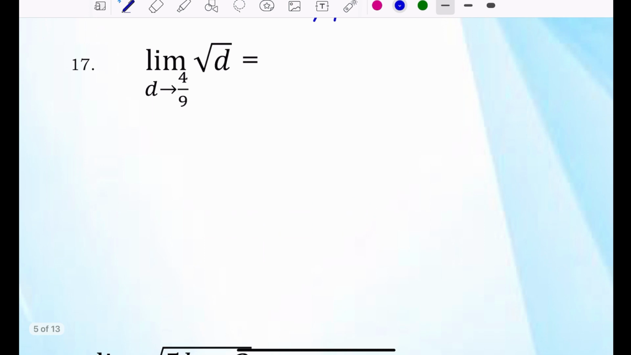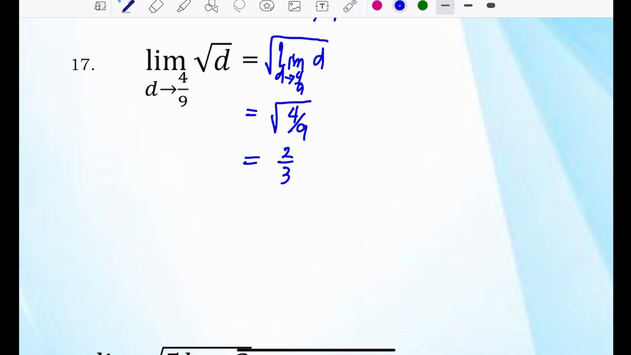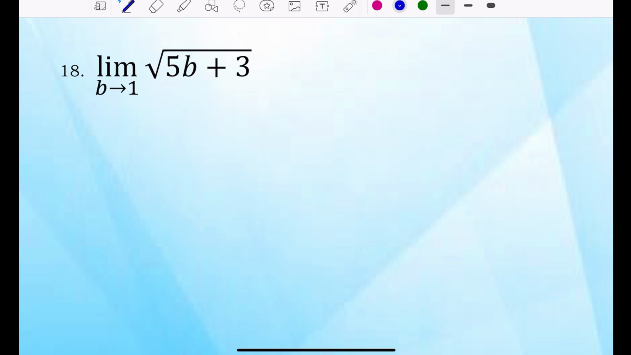Example 17. The limit of d where d approaches 4 over 9. So this will become the square root of the limit of d where d approaches 4 over 9. So the limit of d where d approaches 4 over 9, that is the square root now of 4 over 9. So the square root of 4 over 9 is 2 over 3. Okay, that's number 17. Number 18.